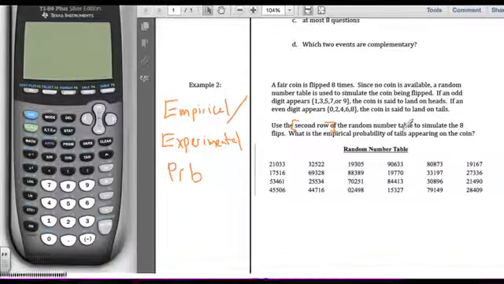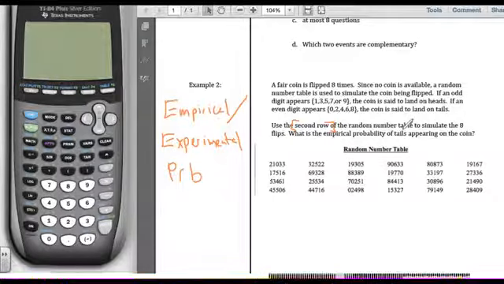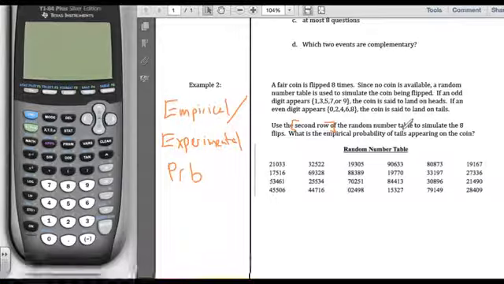Well, theoretically, there should be a 50% chance we get tails and a 50% chance that we get heads. But that's not always the case. If you flip a coin a few times, you're not always going to get 50-50. If you flip a coin 10 times, you might get 5 heads and 5 tails, but you also might get 4 heads and 6 tails, or 3 heads and 7 tails. It's not always going to be a perfect 50-50, and that's where this empirical probability comes in.